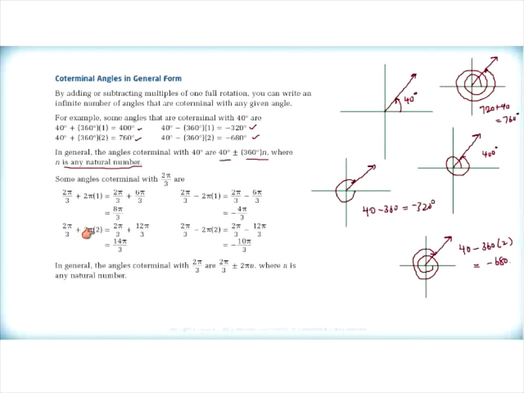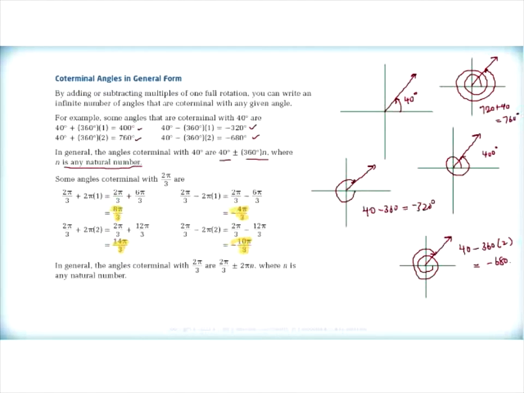If I add 2 pi over 3 plus 2 pi times 2, 2 pi over 3 plus 12 pi over 3 would be 14 pi over 3. That angle again is coterminal with 2 pi over 3. In a similar way, I can subtract 2 pi times 1 and subtract 2 pi times 2 and so on, and all of these angles are coterminal. 8 pi over 3, 14 pi over 3, negative 4 pi over 3, negative 10 pi over 3. And there are many more that are coterminal.